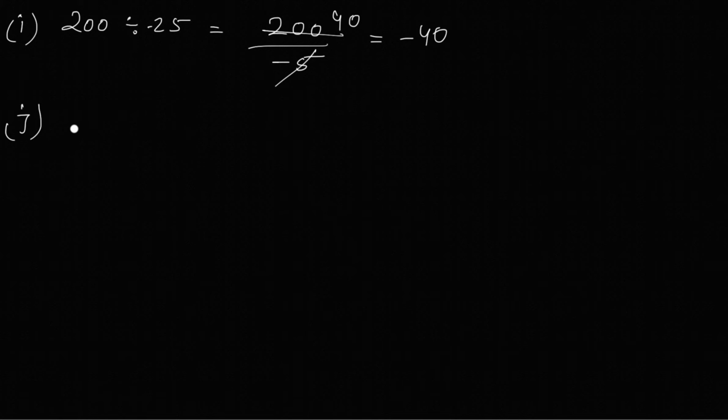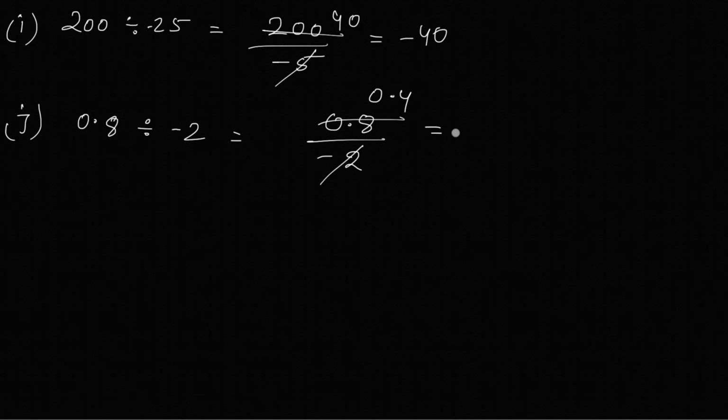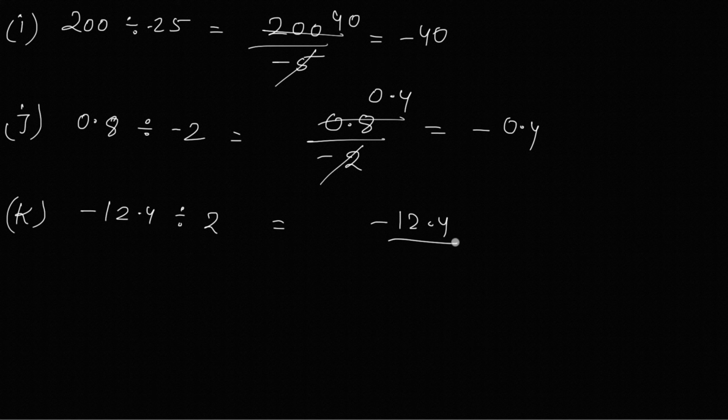Now question number J. Question number J is 0.8 divided by negative 2. So you can write 0.8 divided by negative 2. So it is 0.4, so negative 0.4. Now question number K. It's minus 12.4 divided by 2. 2 times 6 is 12, and 2 times 2 is 4. So minus 6.2.